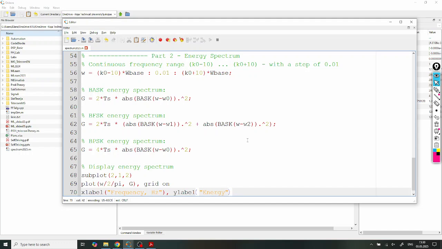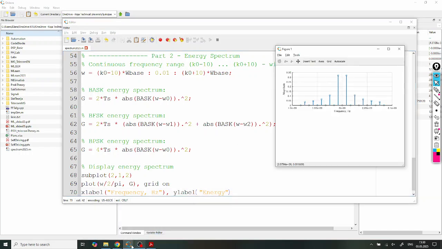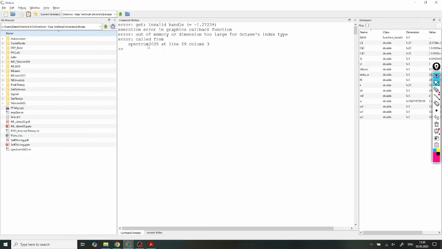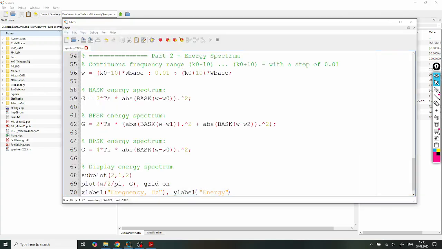And if we run it and do everything correctly, then we will have a result, but we have some problem here. Out of memory. Okay, why did that happen in line 59? In line 59, we have calculated this.